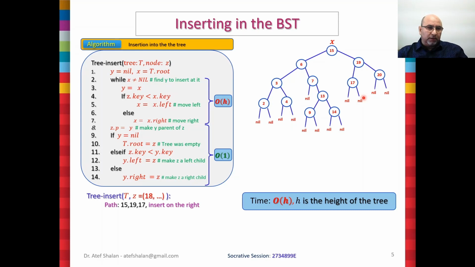In this case, the while loop will return the 17 as a parent node that we use later in the second part here to insert the node 18. Therefore, this will be the path, and this is where the node 18 will be inserted.